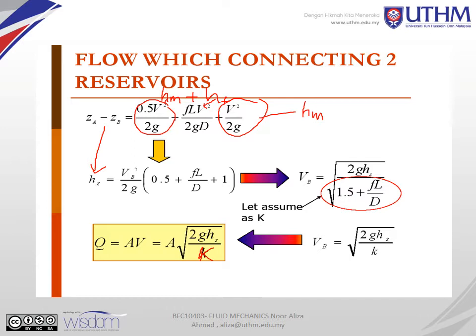From this, we get ZA is HF. We only have the VB here, so the velocity is VB. On the right side, we have VB squared over 2g times 0.5 plus FL over D plus 1. We get this equation because from the previous slide we assumed it as K, so this is the big K. Just correct your notes. We have Q is equal to AV.